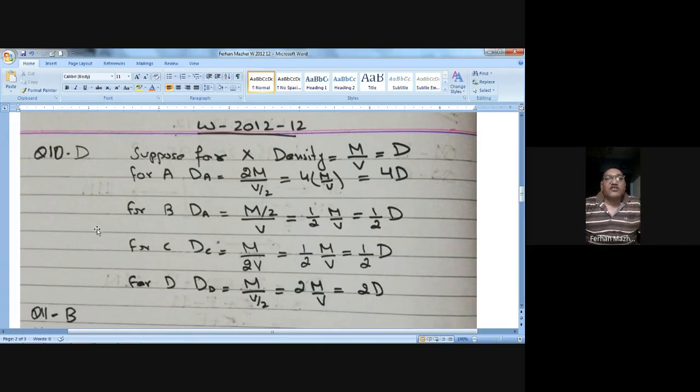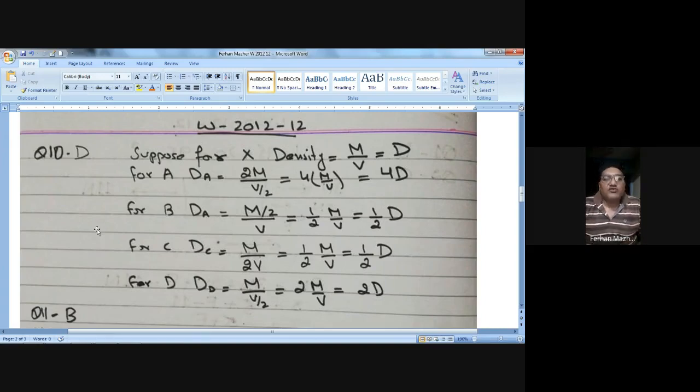Let's do the calculation for C. Its mass is the same as the mass of X. Its volume is double the volume of X. So when I do the calculation for its density, it will be 1 by 2 M by V, so 1 by 2 D. So its density is half the density of X.